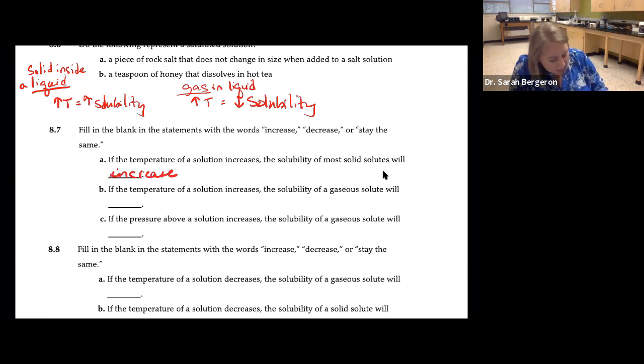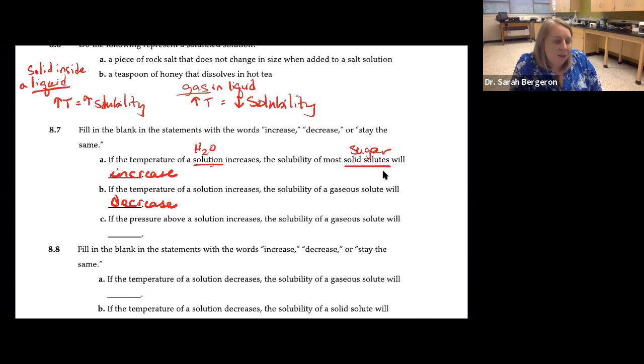This is saying if you have a solid solute like sugar, and we increase the temperature of the solution, so this is water, we can get more sugar to go into solution. If the temperature of a solution increases, the solubility of a gaseous solute will do what? It will actually do the opposite. It will decrease.